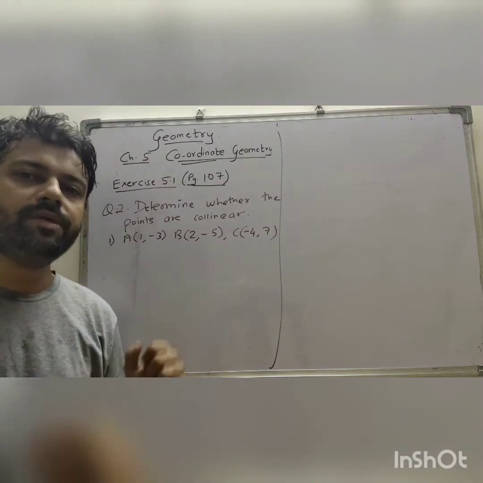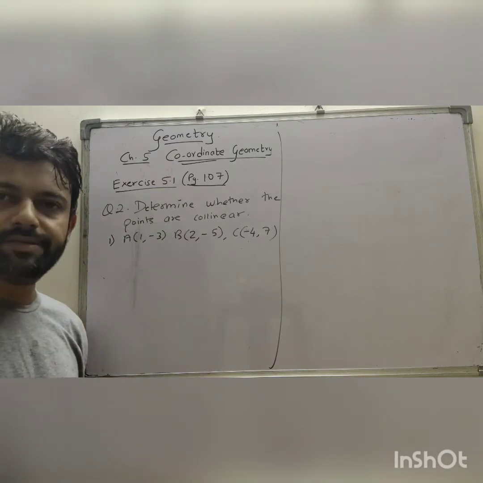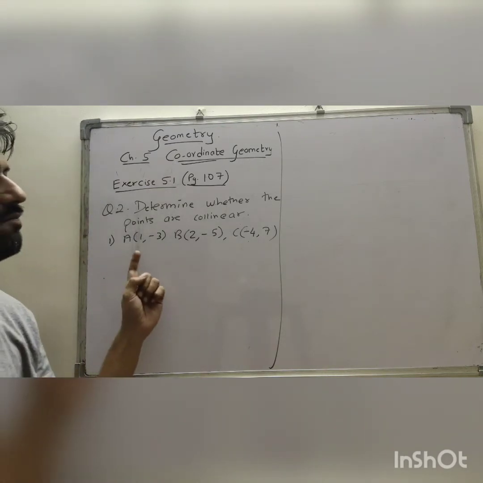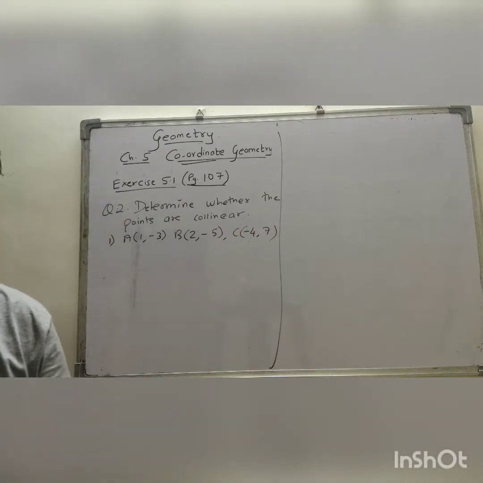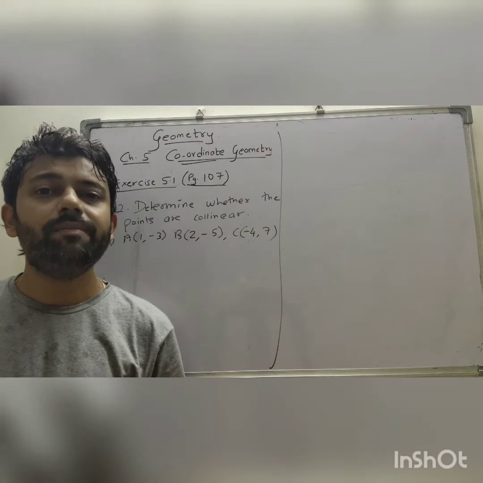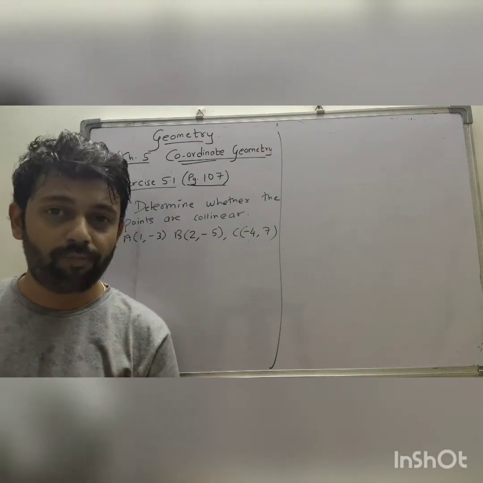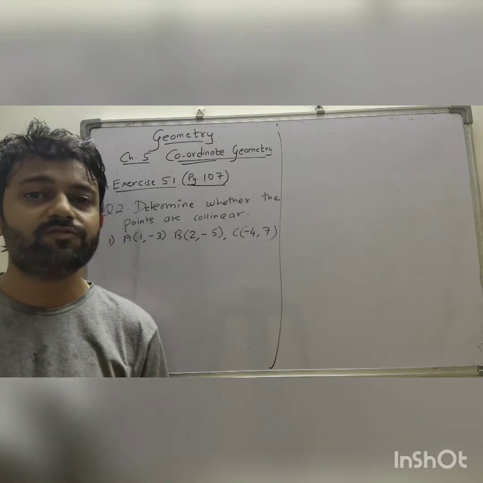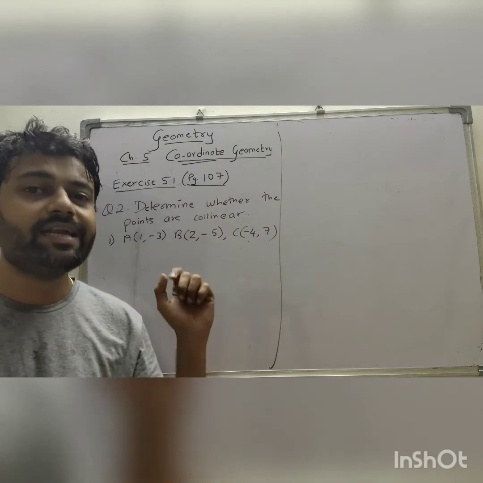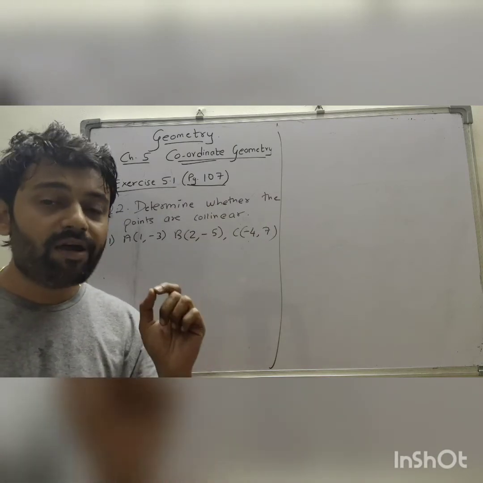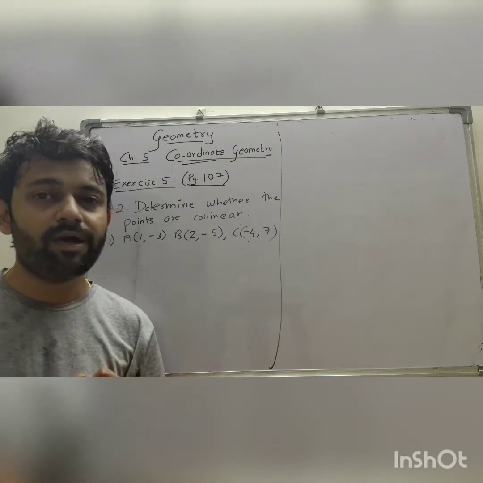On the board is question number 2. The question reads as, determine whether the points are collinear. Determine whether the points are in a same line or not. Well, to determine it, in this chapter, we are going to use distance formula. Since this is a sum from chapter number 5, coordinate geometry, and it is from exercise 5.1, 5.1 is based on distance formula, so we are going to solve this sum using distance formula.